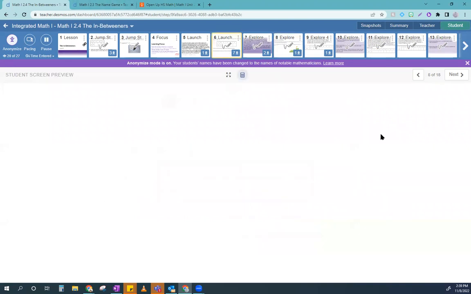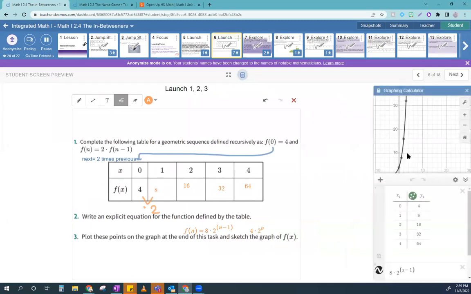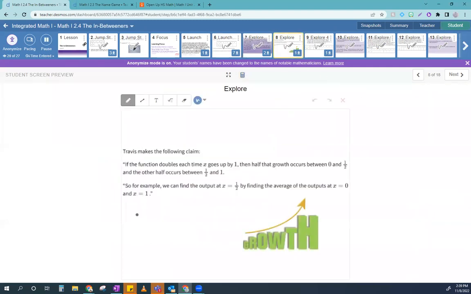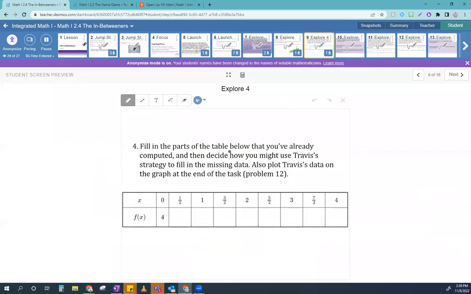So going back here, looking at this picture, he's saying, in order for me to find the point in between these two, I could just take the average of these two, meaning this plus this divided by 2, and it would be here. Okay, and let's see if that's true. So fill in the parts of the table below that you've already computed, and then decide how you will fill in the rest of them. Okay, so here, I'm going to fill these in. Help me, someone. Someone says, Ms. Johnson, this was 8, right?